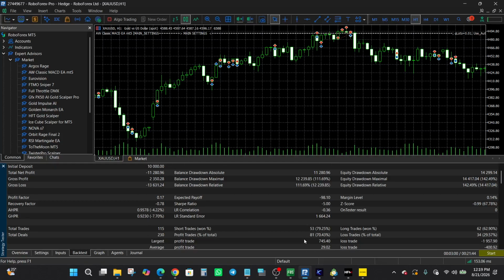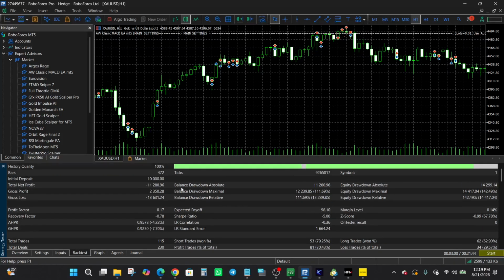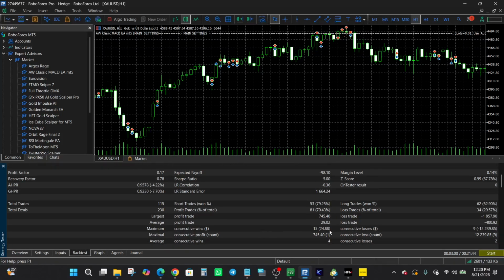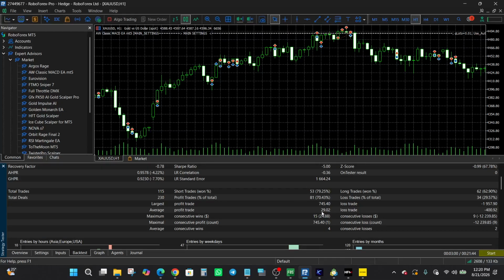81 were profitable. Now this begs the question: why will a system have a win rate of 70.43% and the account still gets blown? It is a question worth considering. But if we look at the averages, I think we're going to find something interesting there. So we have an average profit of $29.02, but the average loss is $400.92. You can see the difference. I think this is where the problem is, right?